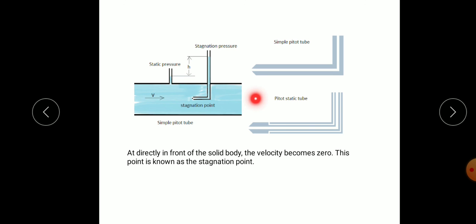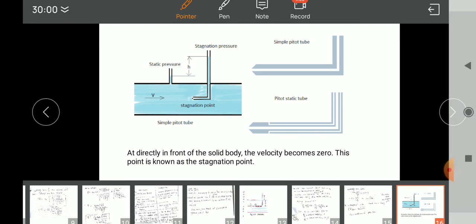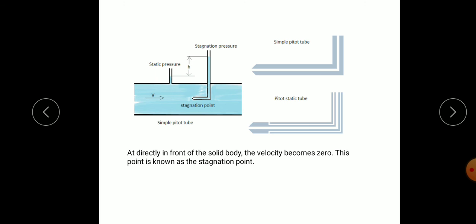Another form of pitot tube is the pitot static tube. This is a simple pitot tube in which the fluid will rise. Here the stagnation point is there. So one modification of the pitot tube is the pitot static tube, in which both the dynamic pressure and the static pressure can be measured.